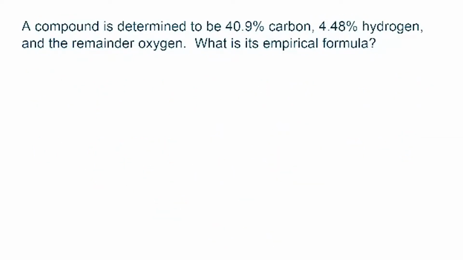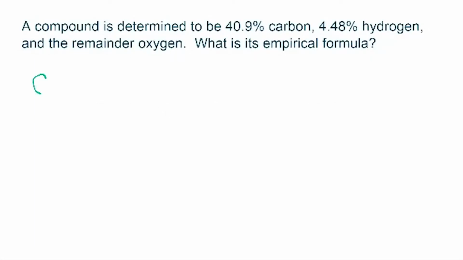In this problem, we're asked to determine the empirical formula from mass percent data. Because the empirical formula doesn't depend on how much compound you have, we can assume we have any amount we want. To make the math the easiest, let's just assume we have 100 grams. This means that for carbon, we would have 40.9 grams. And for hydrogen, we would have 4.48 grams.